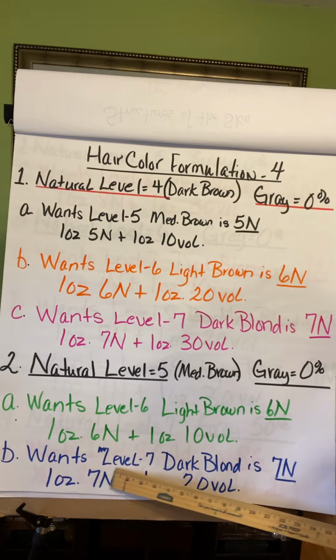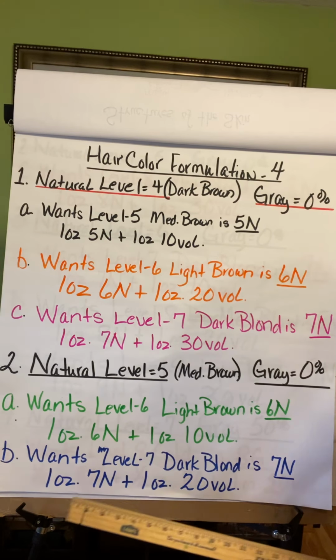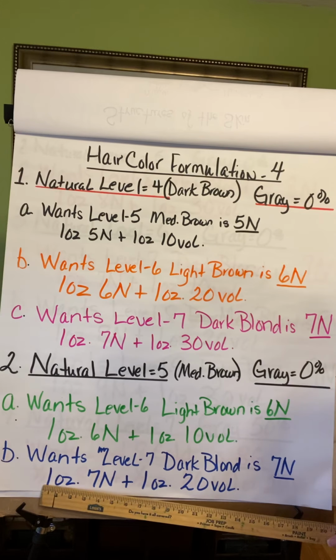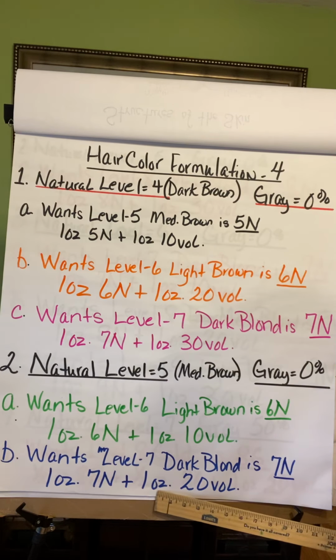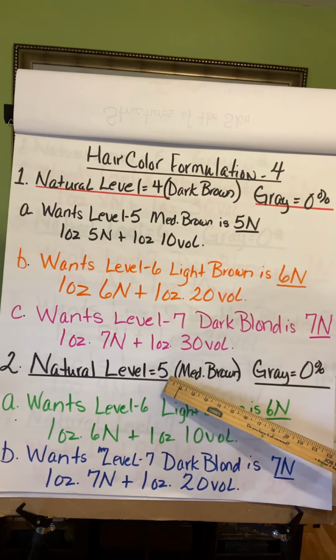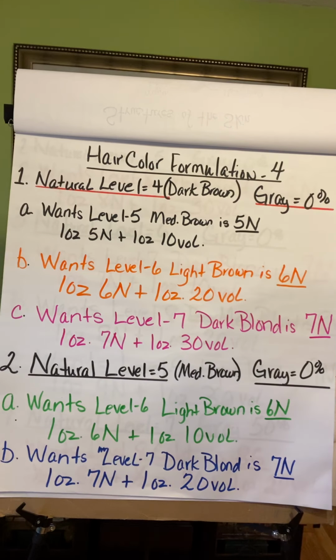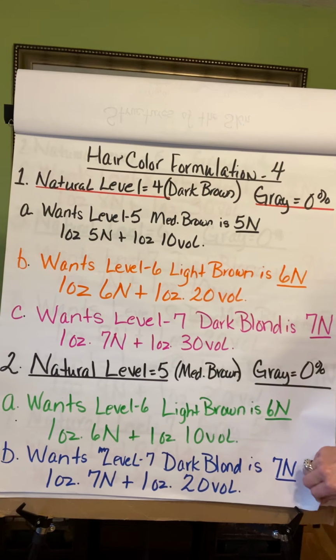B, she wants to be a level 7, which is dark blonde. It's written 7N. So her formula is going to be 1 ounce of 7N plus 1 ounce of 20 volume developer. 20 volume developer because she's a level 5 and you're going to a 7. So you got to lift her 2 levels to get to a level 7.